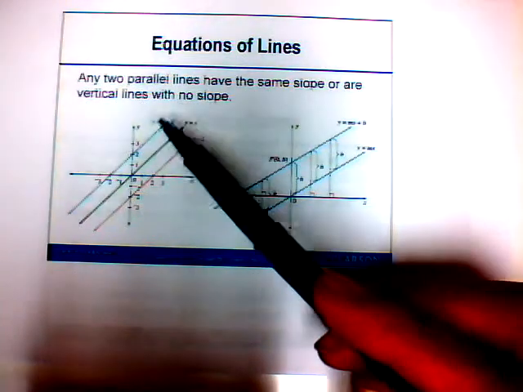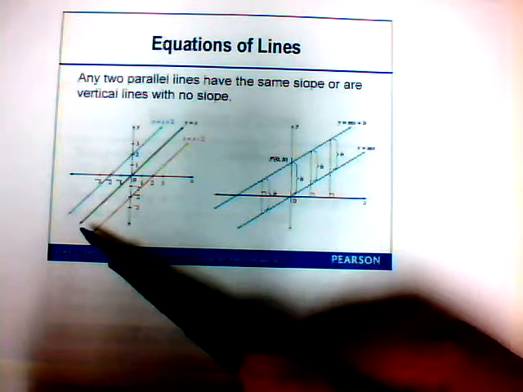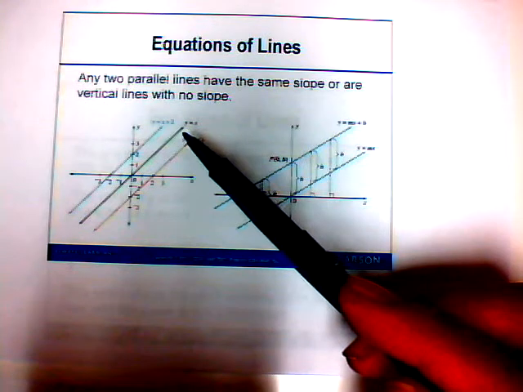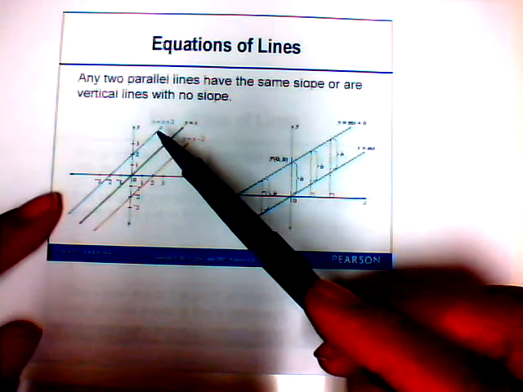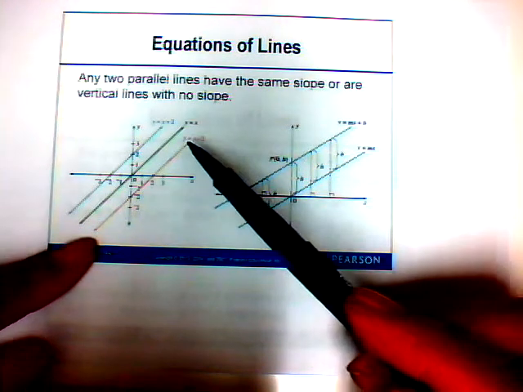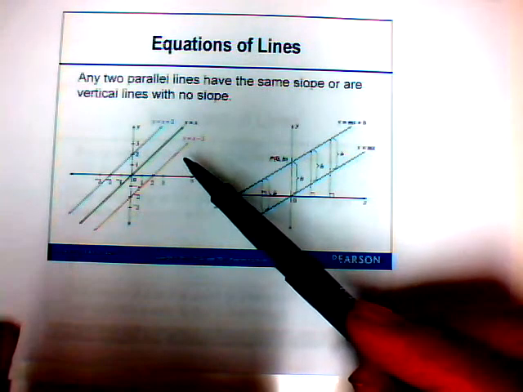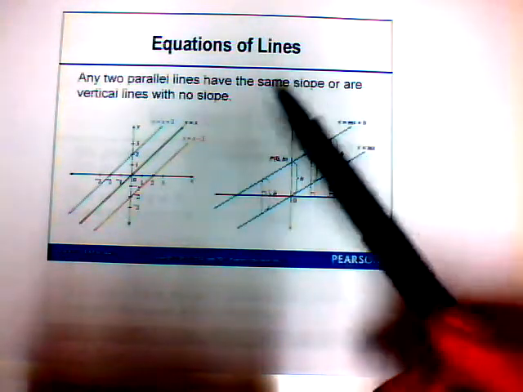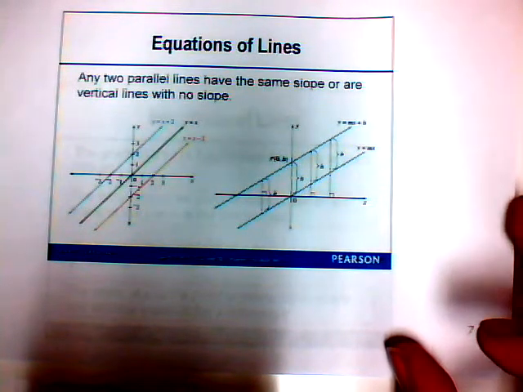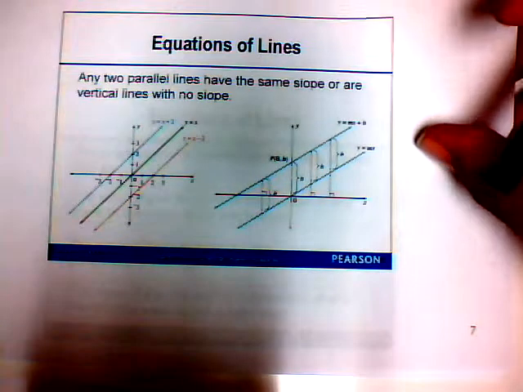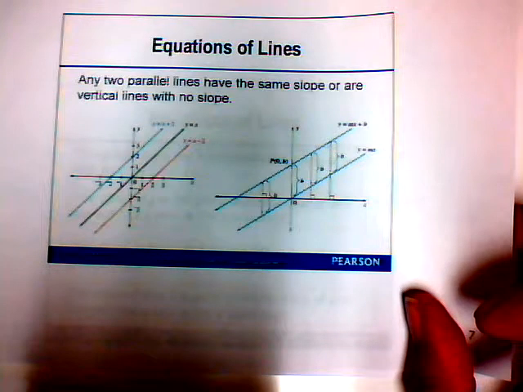And another example would be y is equal to x. Let's say that's the parent graph. And then you've got y is equal to x plus 2. It's the same as y is equal to x, but it's just shifted up 2 places. And for y is equal to x minus 2, it's the same as y is equal to x, but it's just shifted down 2 places. Okay. And also they mention any two parallel lines have the same slope, or are vertical lines with no slope. And I don't like to use the word no slope. I like to use undefined slope.